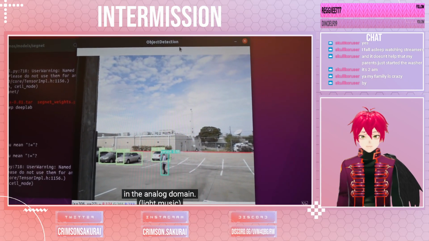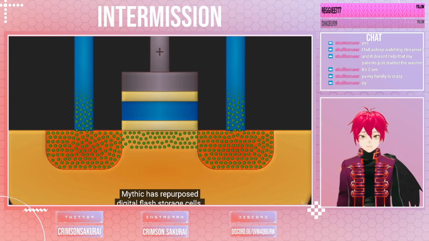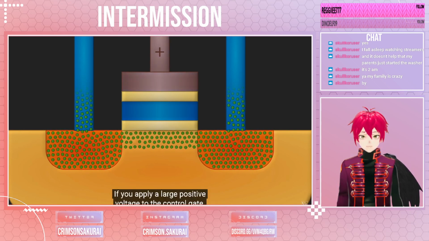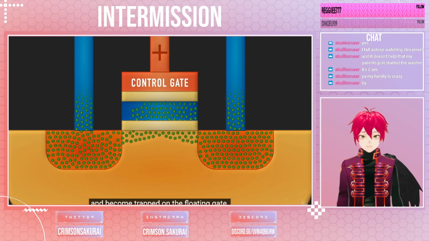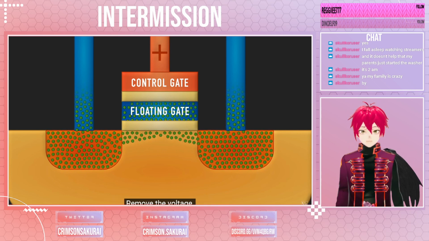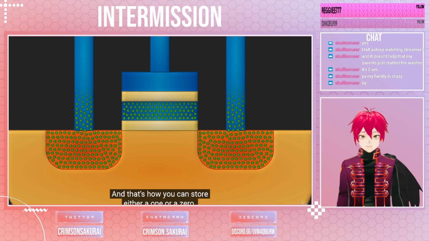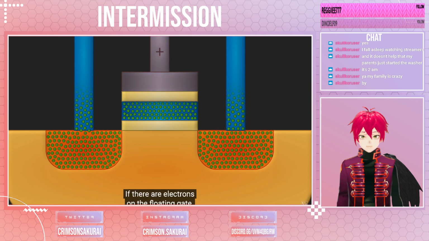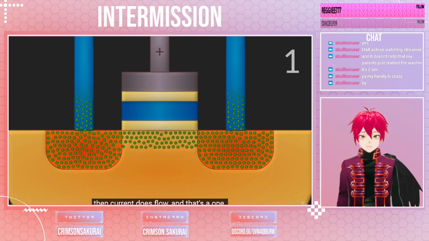To make this possible, Mythic has repurposed digital flash storage cells. Normally, these are used as memory to store either a 1 or a 0. But if you apply a large positive voltage to the control gate, electrons tunnel up through an insulating barrier and become trapped on the floating gate. Remove the voltage, and the electrons can remain on the floating gate for decades, preventing the cell from conducting current. That's how you can store either a 1 or a 0. You can read out the stored value by applying a small voltage. If there are electrons on the floating gate, no current flows, so that's a 0. If there aren't electrons, then current does flow, and that's a 1.